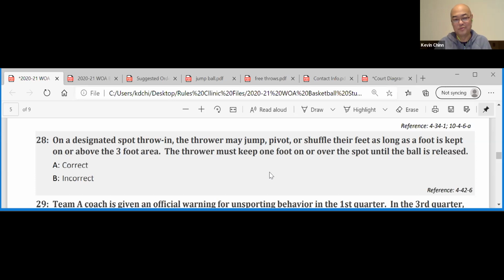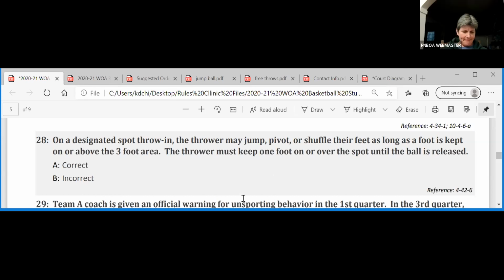It's pretty straightforward. So you cannot have a travel on a throw-in on the person throwing the ball. You can have a call for leaving the designated throw-in spot. But just because he shuffles his feet, there's no such thing as a travel. So if you have a spot throw-in and you've told him spot throw-in and he runs, you could have a throw-in violation for leaving the designated throw-in spot. Okay? So 28, the answer is correct.